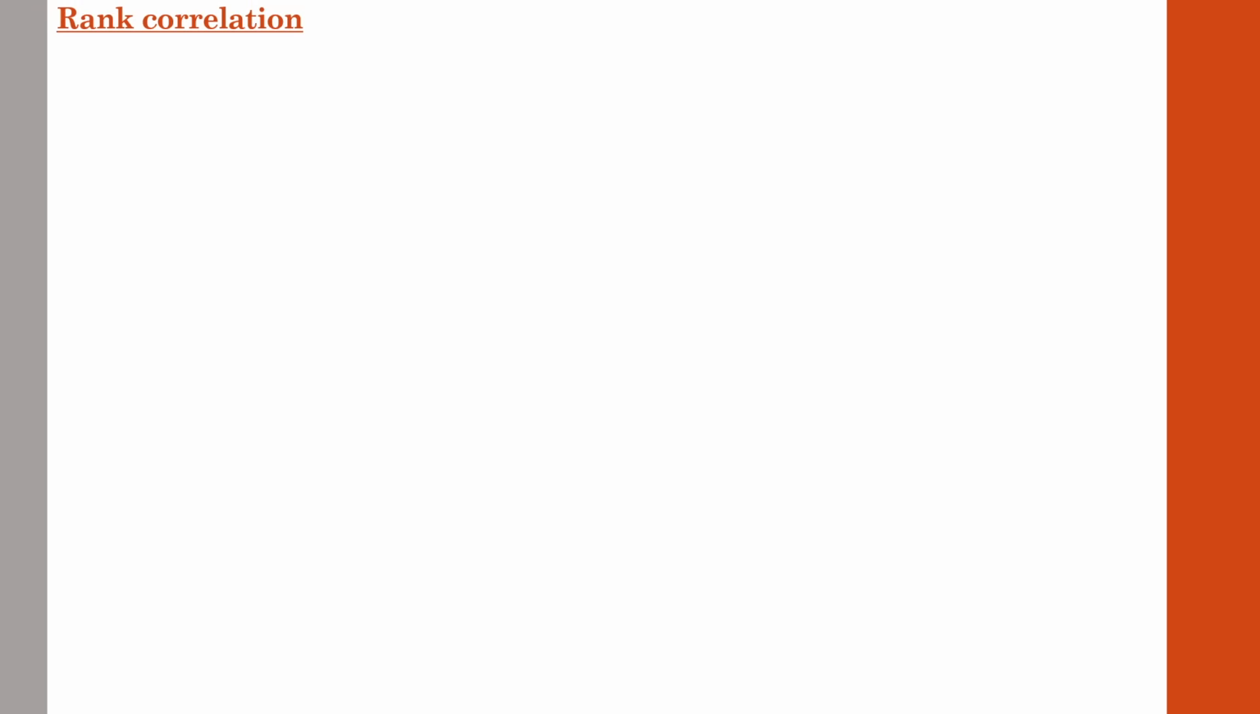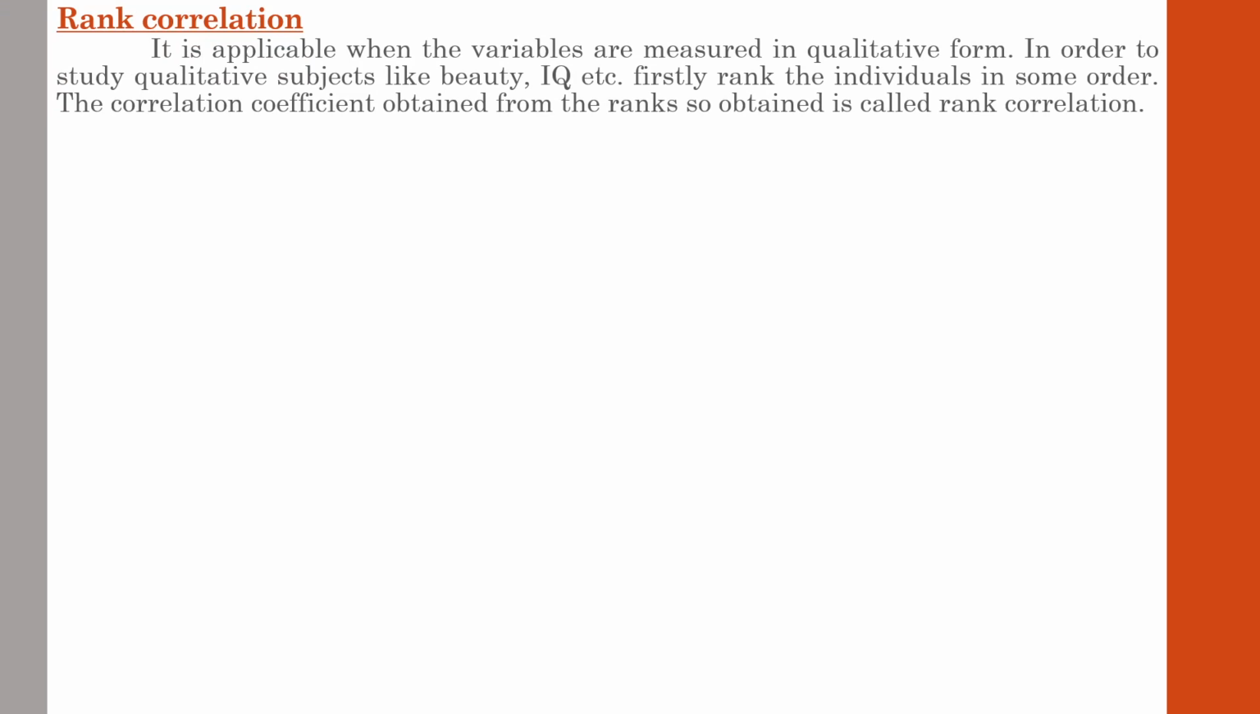Rank correlation. Karl Pearson's coefficient is applicable when variables are measured in quantitative form, and you all know what is meant by quantitative forms. But in many cases measurement is not possible because they are not in quantitative form. For example, we cannot measure beauty or intelligence quantitatively, but it may be possible in their case to rank the individuals in some order. The correlation coefficient obtained from the ranks so obtained is called rank correlation.